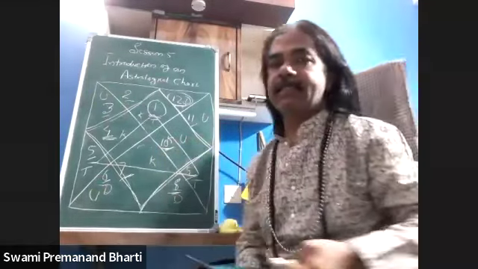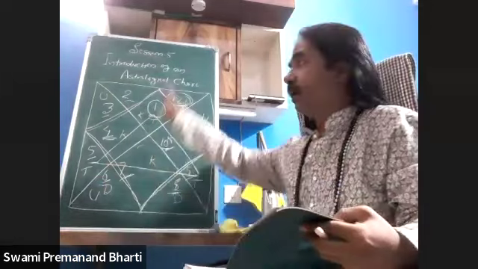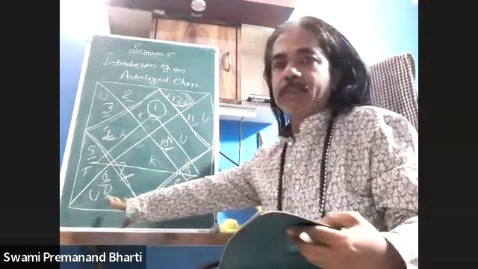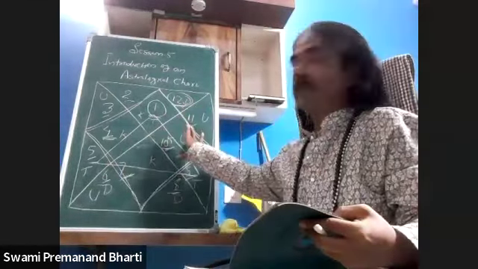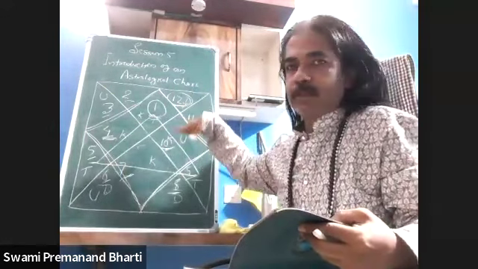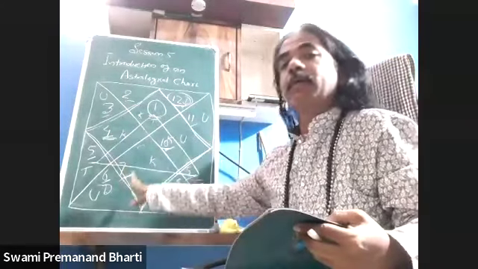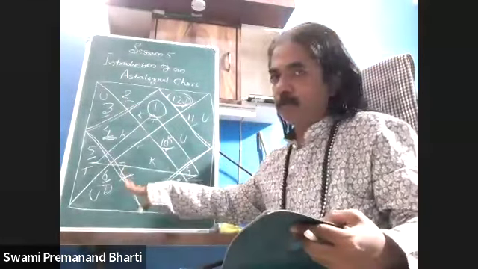Okay. 3, 6, 10, 11. Third house is Upachaya house. Sixth house is Upachaya house. 10th house is Upachaya house and 11th house is Upachaya house. So 6th house becomes Upachaya plus Dusthana both.